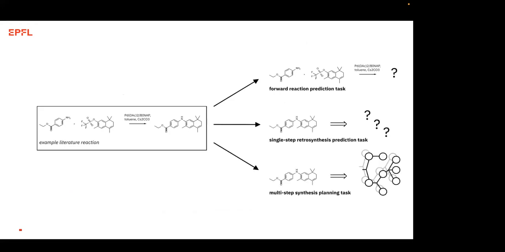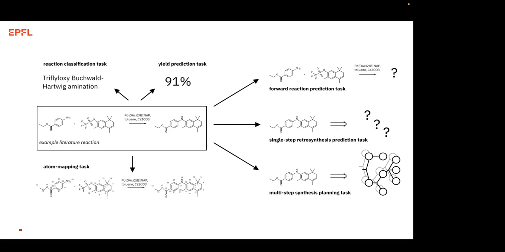If we take a typical literature reaction as an example, we can imagine different tasks that we can tackle with machine learning. For example, we can predict reactions, or we can also predict how to make a molecule. And this is called retrosynthesis or multi-step synthesis planning. Relevant to this talk is also maybe the yield prediction task, where we can use machine learning models as surrogate models for a Bayesian optimization loop.